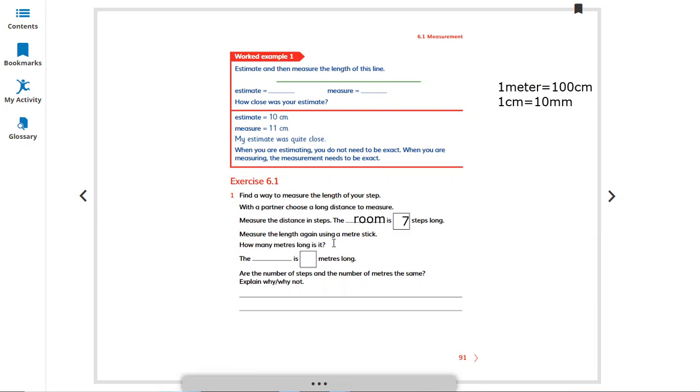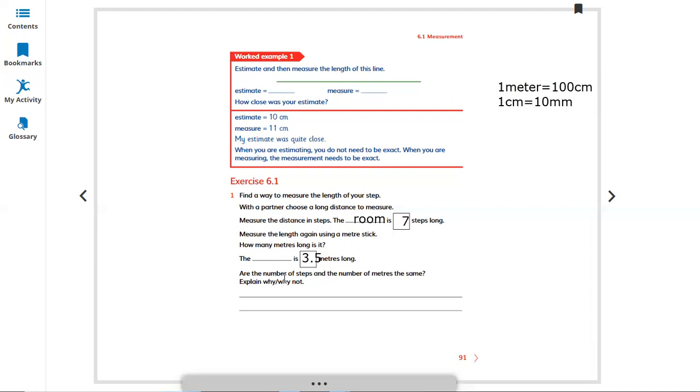Now we measure the length again using a meter stick. How many meters long is it? If it's 7 steps, it becomes 3.5. You're talking about meter 3.5. It's according to your room. Maybe it's bigger or smaller. So you can count the steps and then write it here. The room is 3.5 meter long.